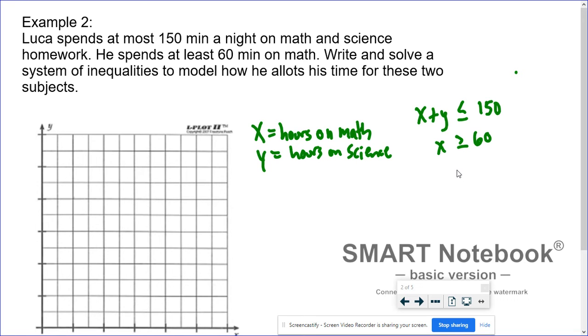The other things to point out would be, and notice how the graph is just the first quadrant, because you can't spend a negative amount of time on homework. So this is kind of negligible, but x also has to be greater than or equal to 0 because you can't spend 0 minutes on math. It already says he's spending at least 60 minutes, so this is kind of moot because you already have x is greater than or equal to 60, but y has to be greater than or equal to 0 as well.